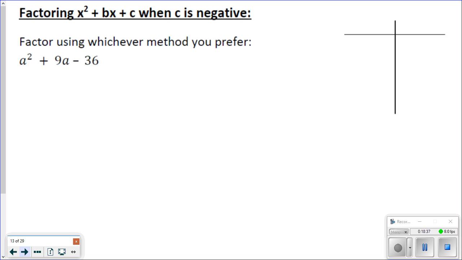All right, let's add these to our note sheet. So factoring x squared plus or minus bx plus c when c is negative. Should have a plus or minus here. Factor using whatever method you prefer. So if you want to take time to do the box method, we probably can't use algebra tiles because we don't have 36 of them. Or if you want to just guess and check with your T-chart, go for it.